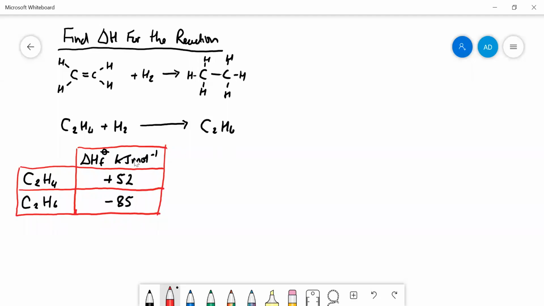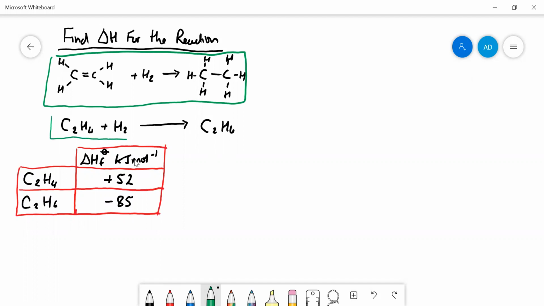Okay, in this video, we are going to work out delta H for this reaction, and this is revision from year 12 stuff. What we have got is ethene, and it's going to react with hydrogen to form ethane. So it's an addition reaction. I've written it down as the molecular formula there.